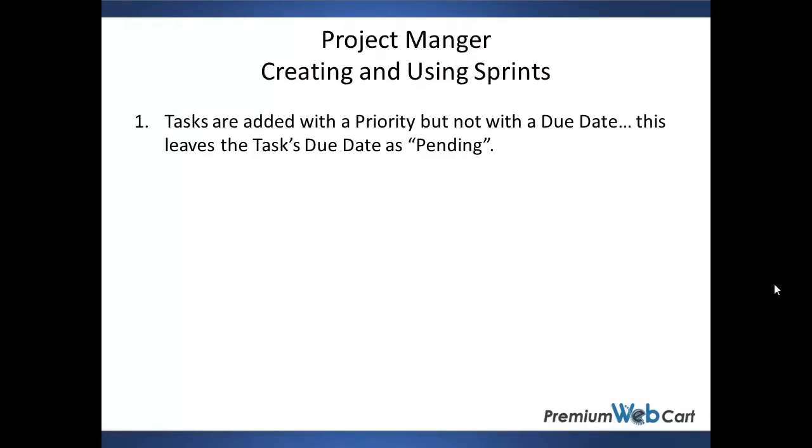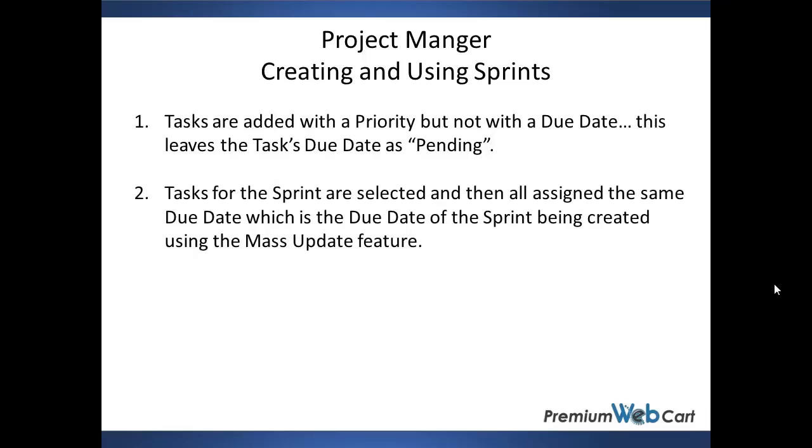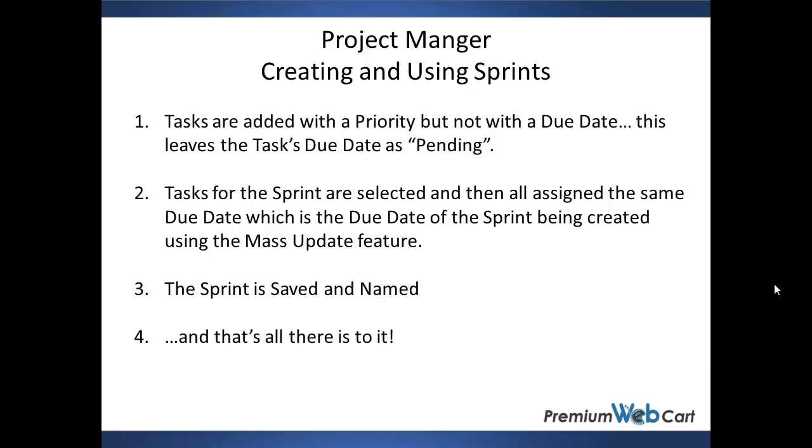When adding tasks to a project, tasks are added with a priority but not with a due date. This leaves the task's due date as pending. Tasks for the sprint are selected and then all assigned the same due date, which is the due date of the sprint being created, using the mass update feature. The sprint is then saved and named, and that's all there is to it. Now let's go ahead and create an actual sprint.